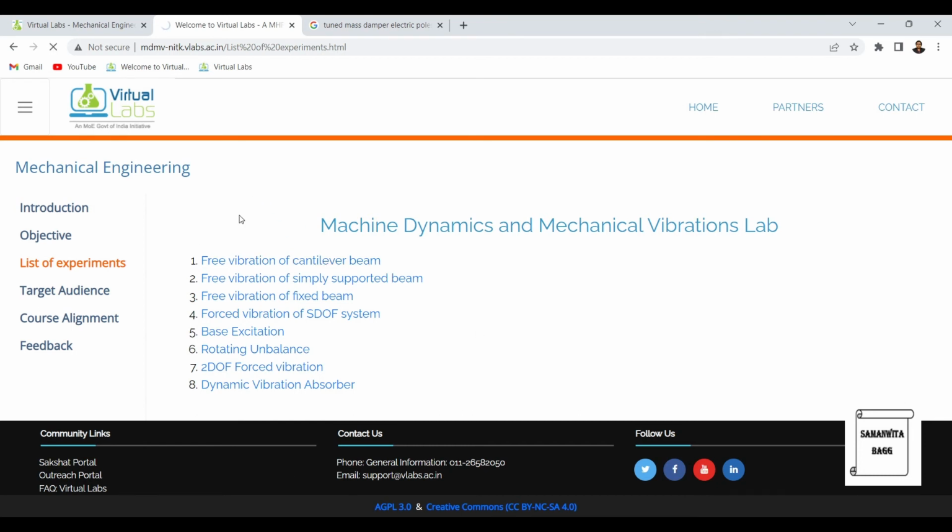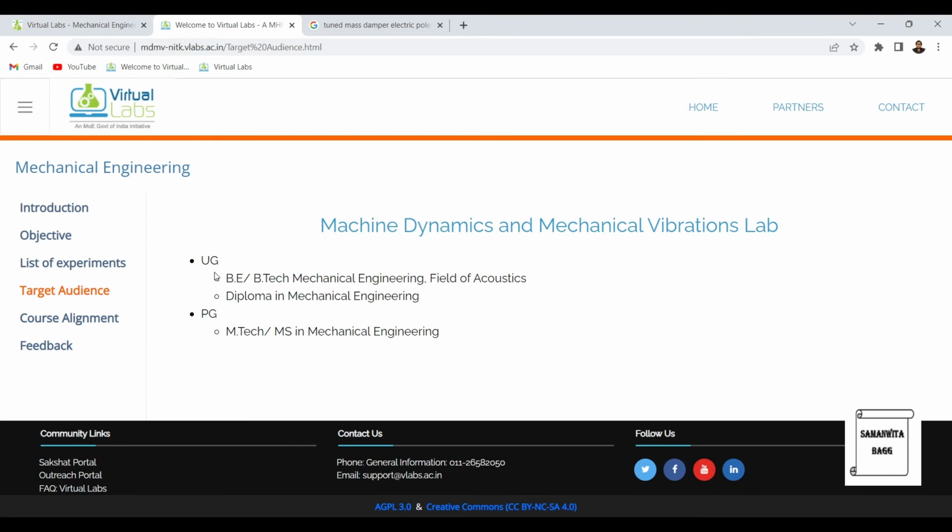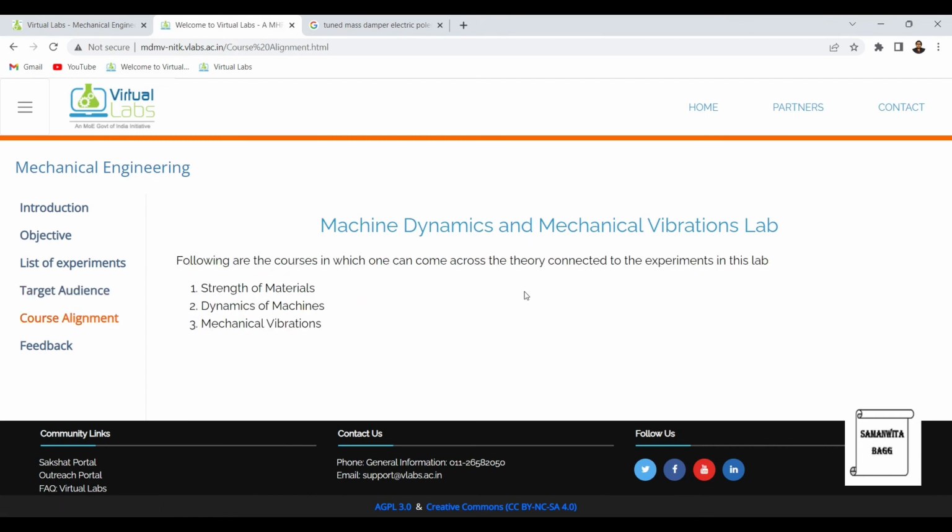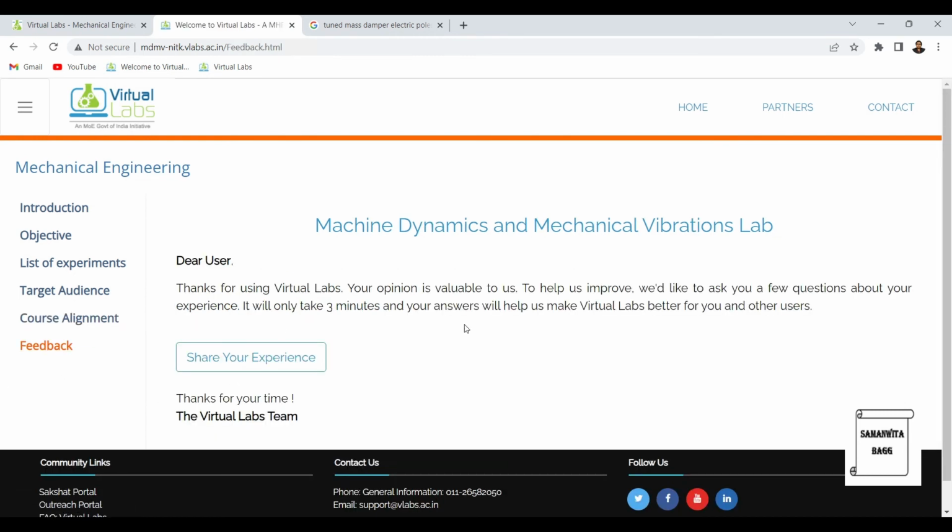Then you can just see the target audience. Like I told you in the previous class, UG and PG students of mechanical engineering or from the field of acoustics can definitely attend this virtual lab and learn a lot from it. The course alignment is with subjects like strength of materials, dynamics of machines, and mechanical vibration. So in case you're studying these subjects, you would find experiments related to it in this course. And lastly, there is a feedback section where you can always share your experience of learning through this lab to make this virtual lab even better with your suggestions.